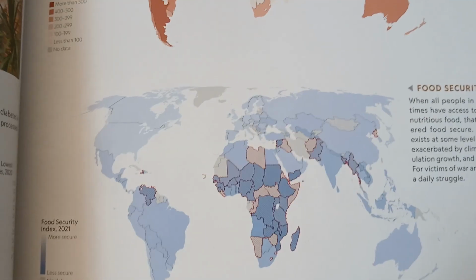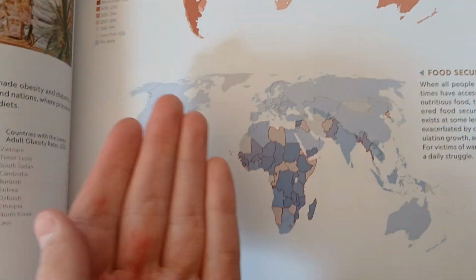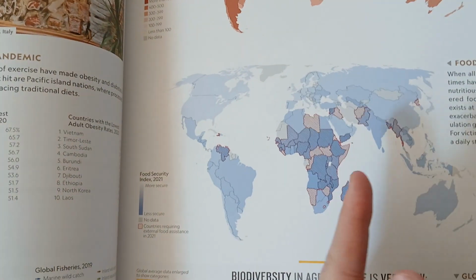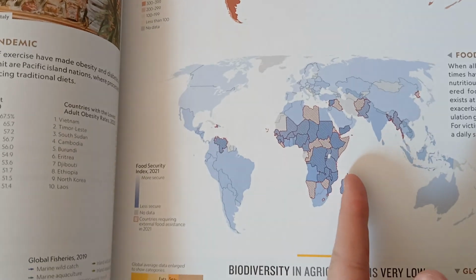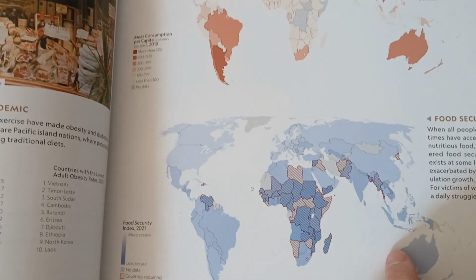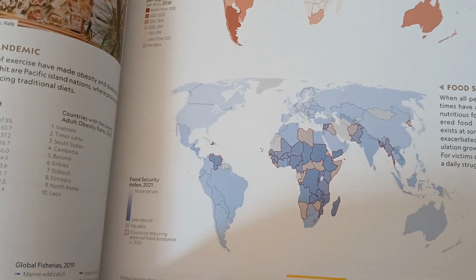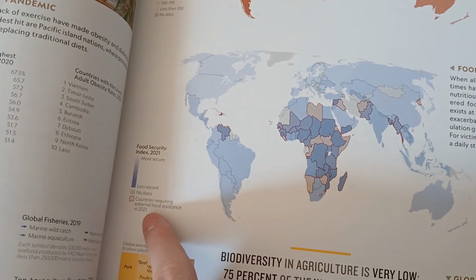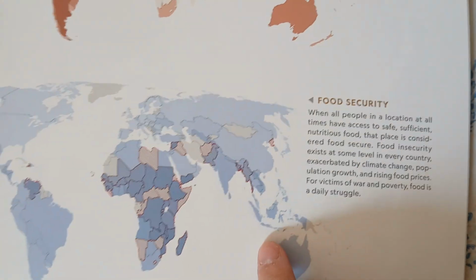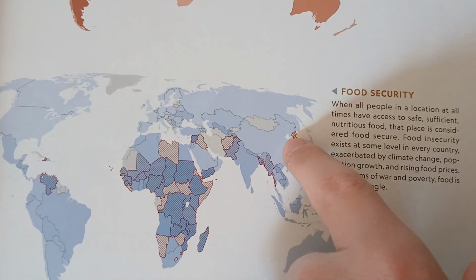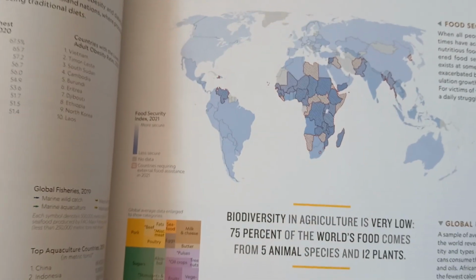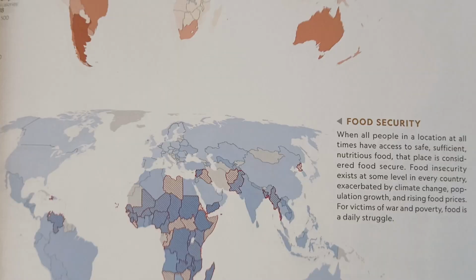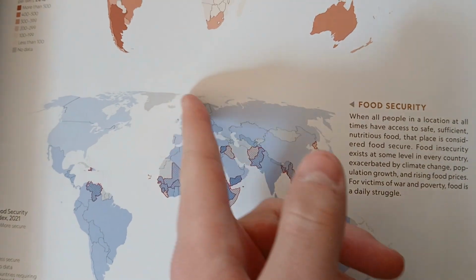So this is food security. The lightest is the most secure with food. And the ones with the red outline means they've had external food assistance in 2021. And then there's no data. And then there's Mongolia.